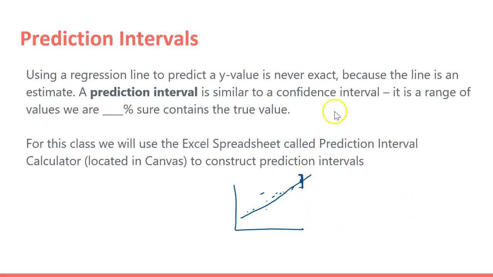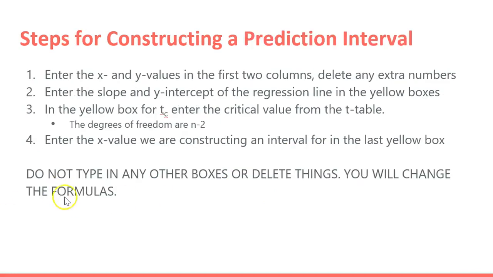And so it's very similar to a confidence interval. We have a percentage. So if we make a 95% prediction interval, then we are 95% sure that our true value is somewhere in that range. Normally we do this with statistical software, but because we don't do that for this class, we're going to use an Excel spreadsheet. It's called the Prediction Interval Calculator, and it's in Canvas for you to download and use to do these problems. Okay, so here's our steps, and I'm going to pull up that Excel sheet.